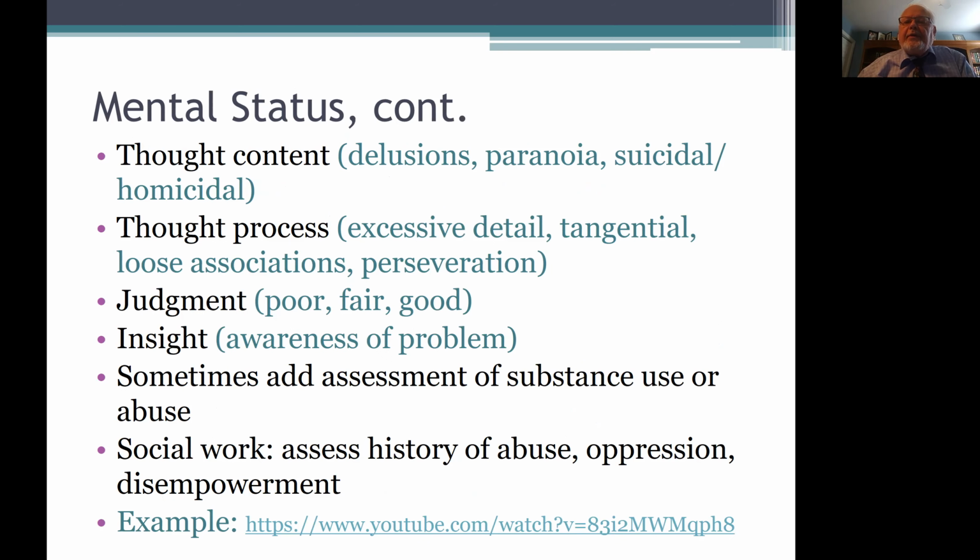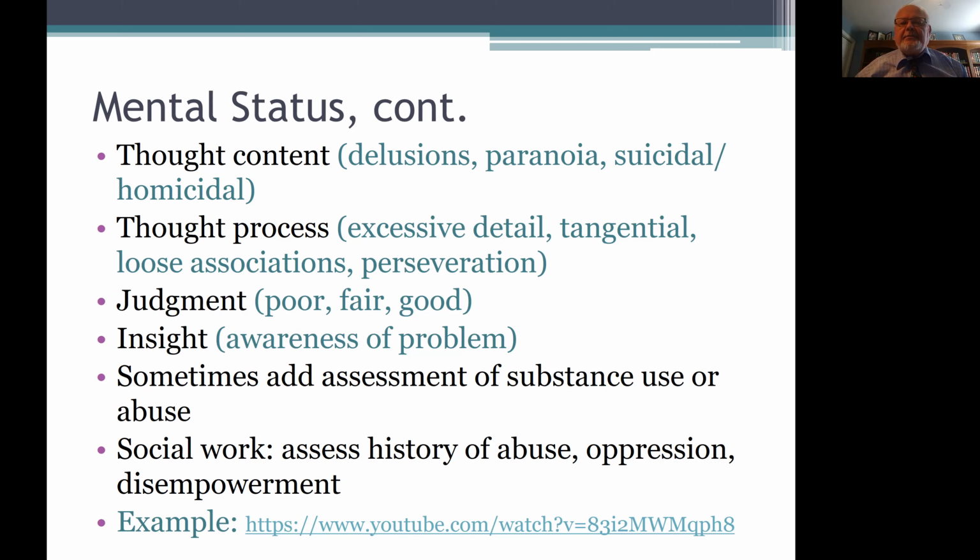Mental status also assesses thought content, which refers to delusions or paranoia, or whether a person is suicidal or homicidal. Their thought process, which can be affected by paying attention to excessive detail, or it can be tangential, have loose associations, or have perseveration. Is their judgment poor, fair, or good? What about their insight, their awareness of the problem that they're describing?